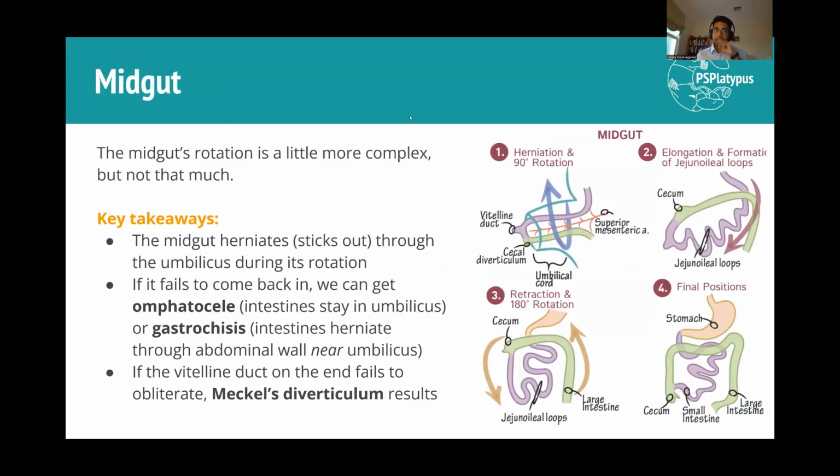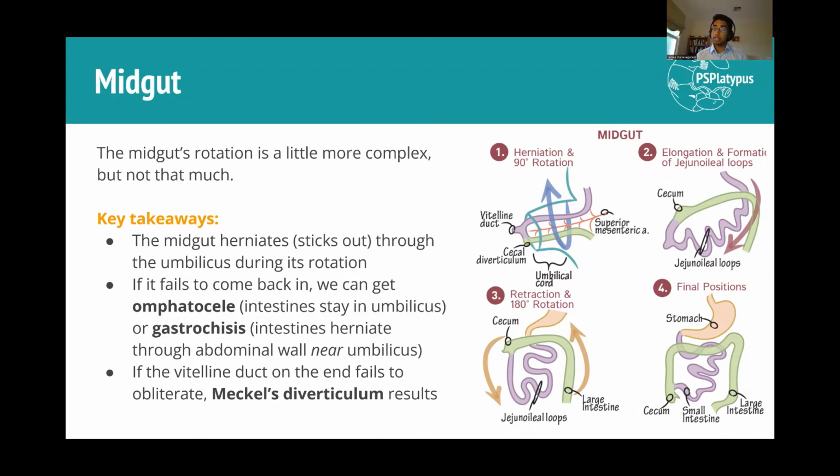All right, so the midgut rotation, it's a little bit more complex. It's not that much more complex, okay? So I think people also overthink this one. Basically, I'm going to explain the only stuff you need to know first, and then I'll go into a little bit more detail if you care about it, okay?